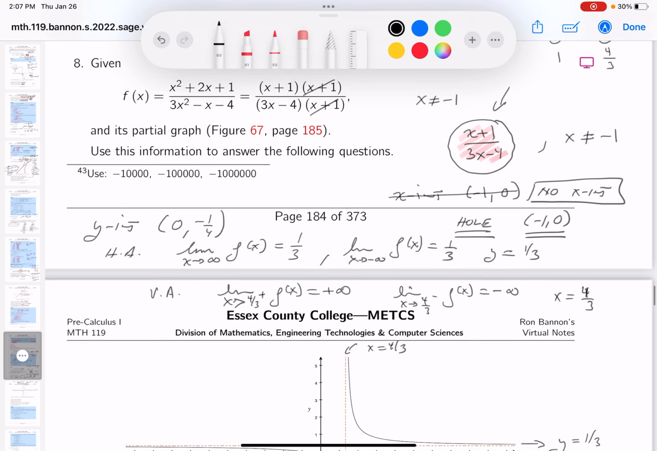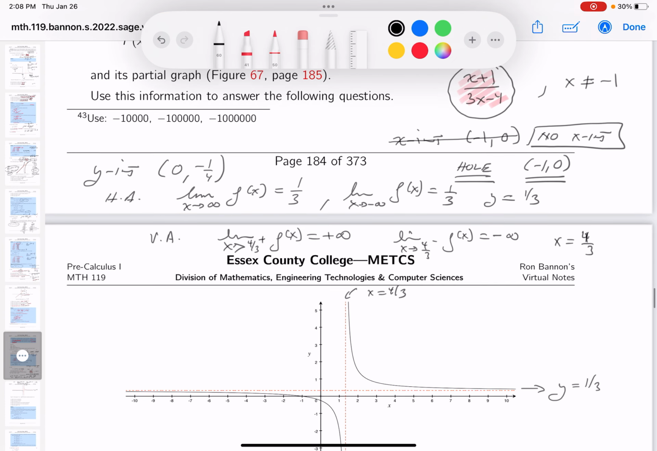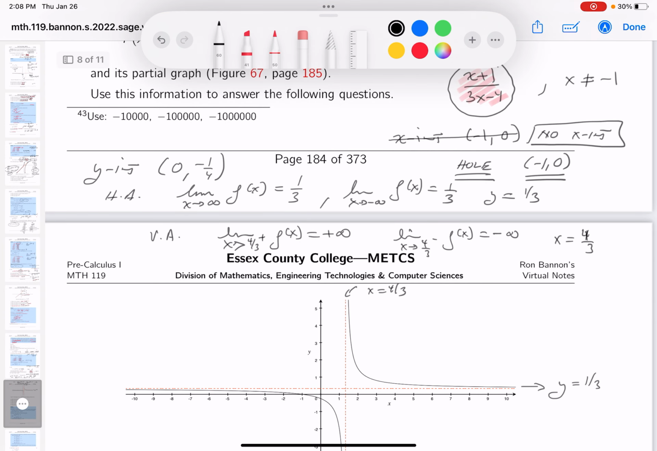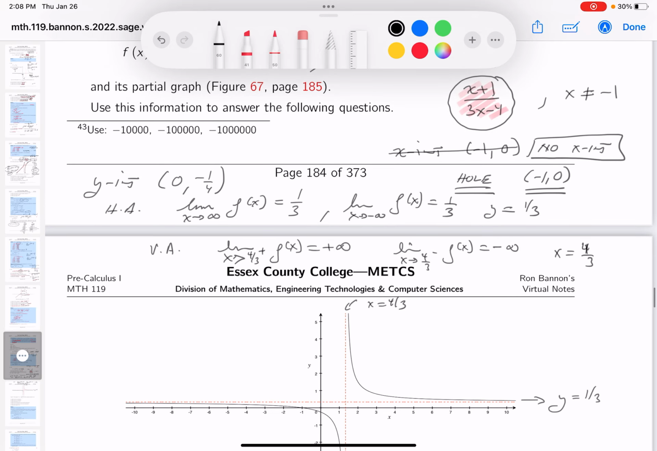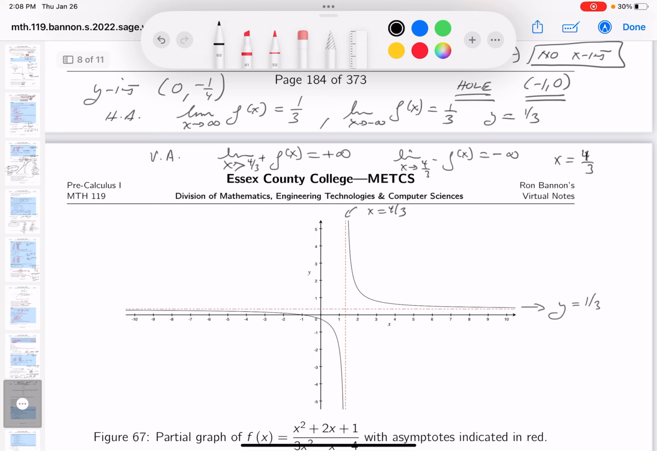I said the graph was going to be positive to the right of 4/3. I see that. And what else do I see? I see something, but I don't see the hole. I want to point out, a lot of times with graphing calculators, you're not going to see the hole, but I'm going to put it in for you. There's a hole here.